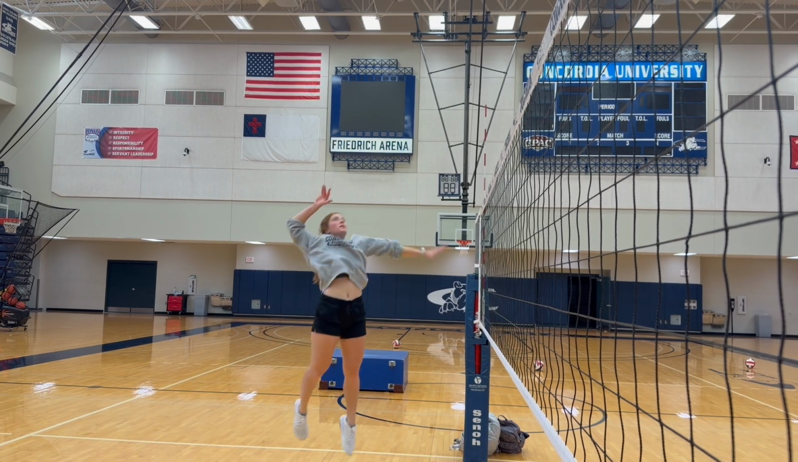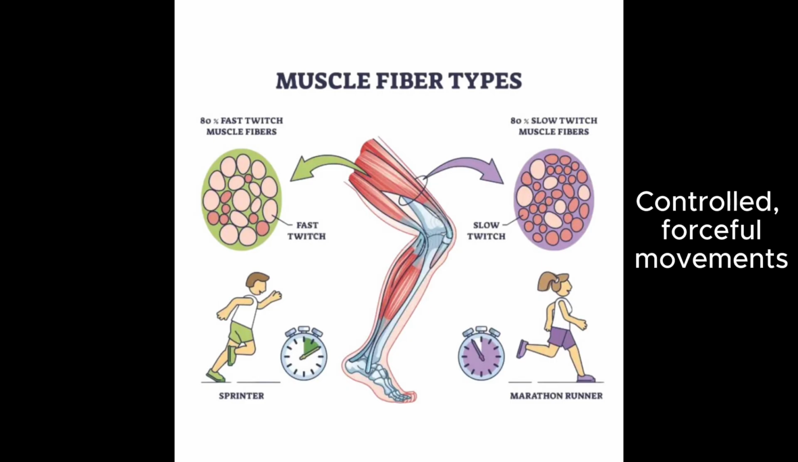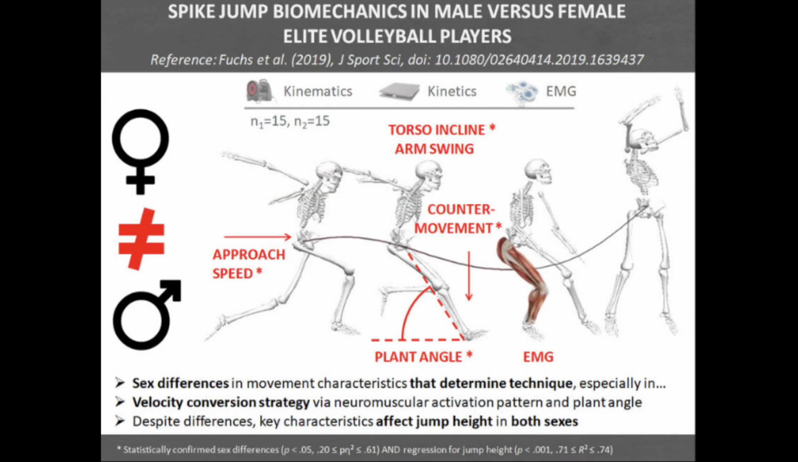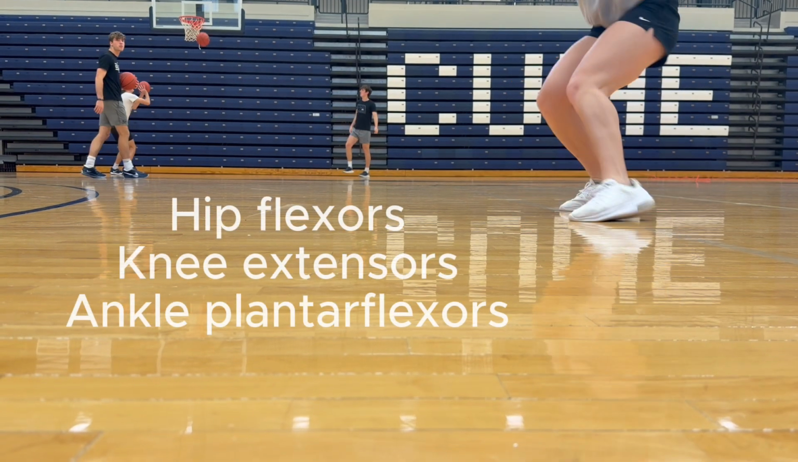Within these leg muscles, we see slow twitch fibers which support controlled, forceful movements, while fast twitch fibers contribute to producing the explosive power needed for a higher jump. Muscles generate the greatest force when at optimal length, and in a jump, this involves the hip flexors, knee extensors, and ankle plantar flexors.